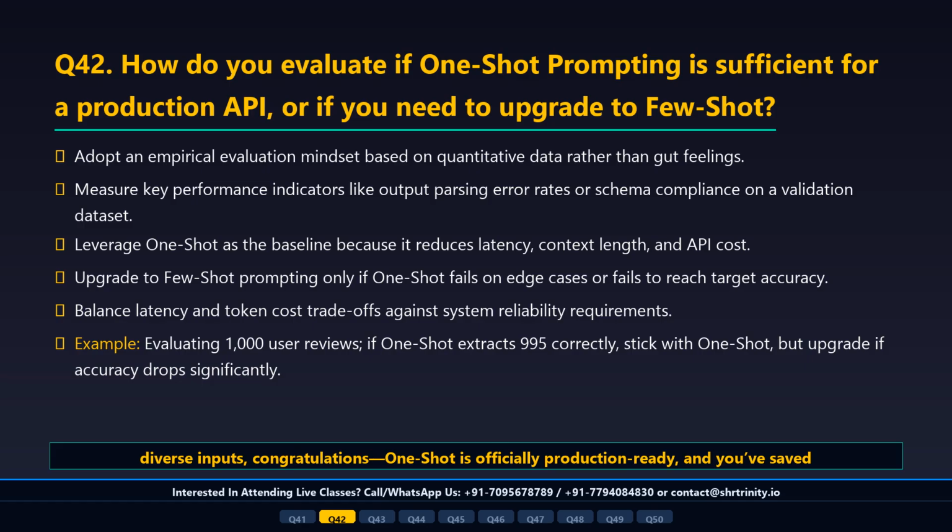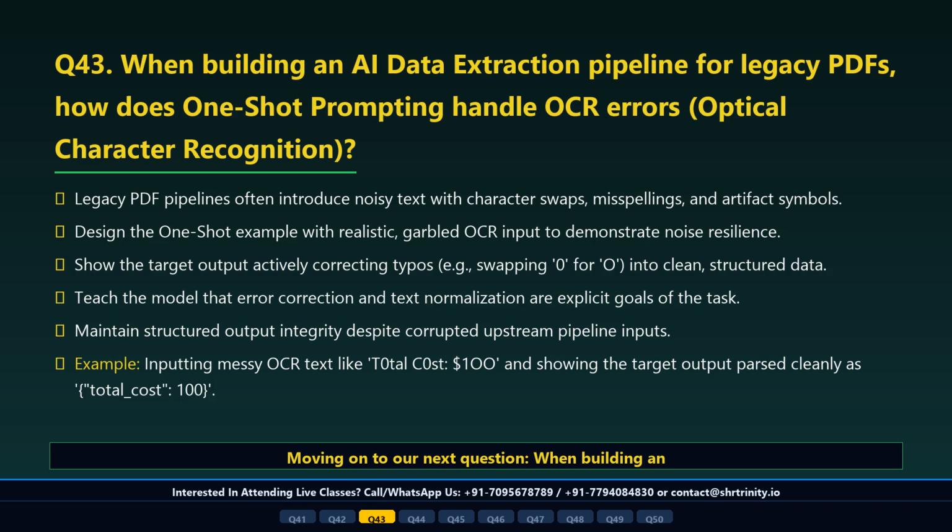Take our evaluation scenario. If you process 1,000 user reviews and one-shot gets 995 correct, you don't need few-shot. But if it fails frequently, you analyze those failure modes and add targeted examples. Always let quantitative data drive your prompt design decisions, not unverified assumptions. Moving on to our next question, when building an AI data extraction pipeline for legacy PDFs, how does one-shot prompting handle OCR errors, optical character recognition?